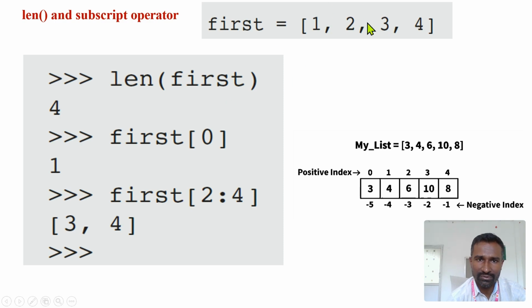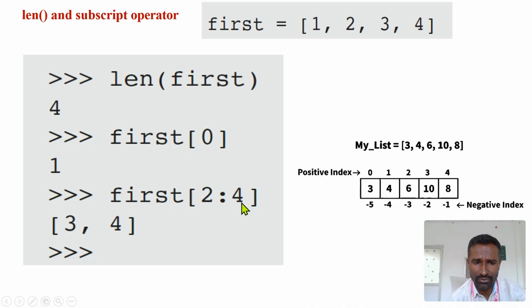So 1 2 3 4 is the list assigned to the variable first. The length of the list named first, 1 2 3 4, is 4, which will be printed. Then indexing: the zeroth position of first is 1. The index value of 0 should give 1.